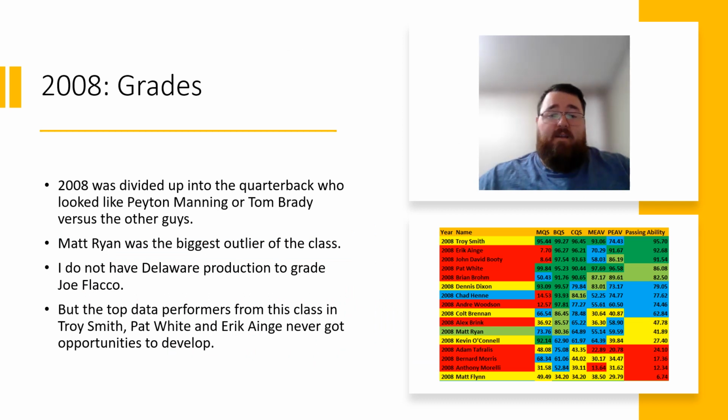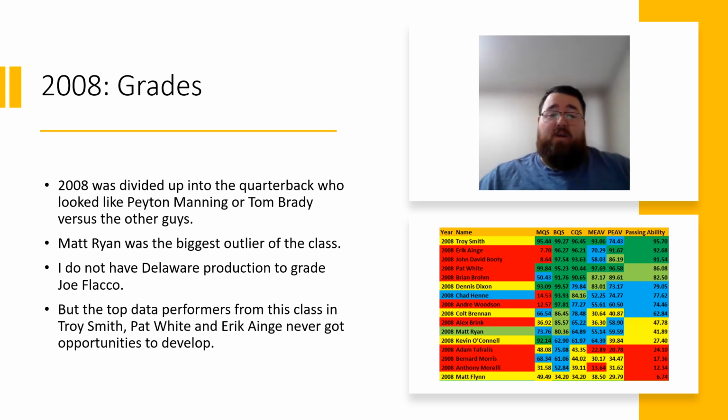Moving on to 2008. 2008 was divided up into the quarterbacks who looked like Tom Brady or Peyton Manning versus the other guys. Because again, I know it's a cliche, but it's the big, tall, white quarterback. That's Matt Ryan. He's a big, tall, white quarterback.